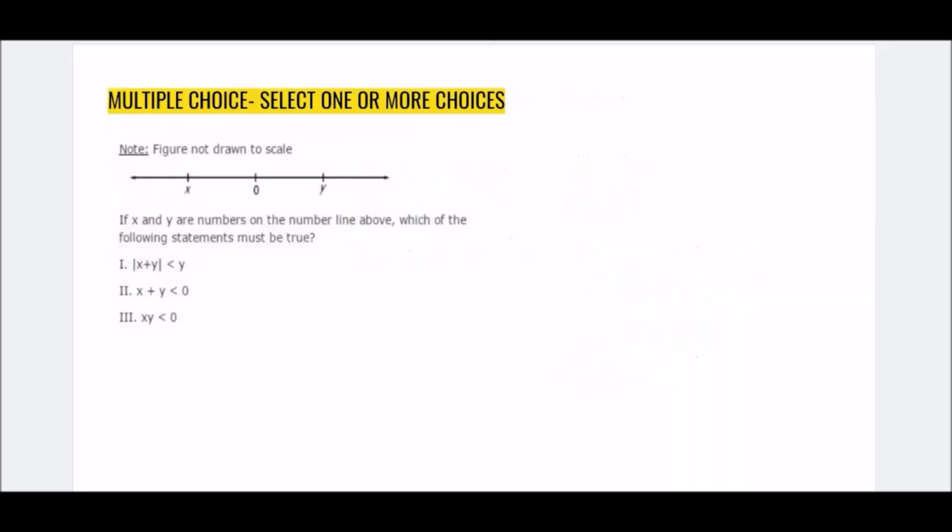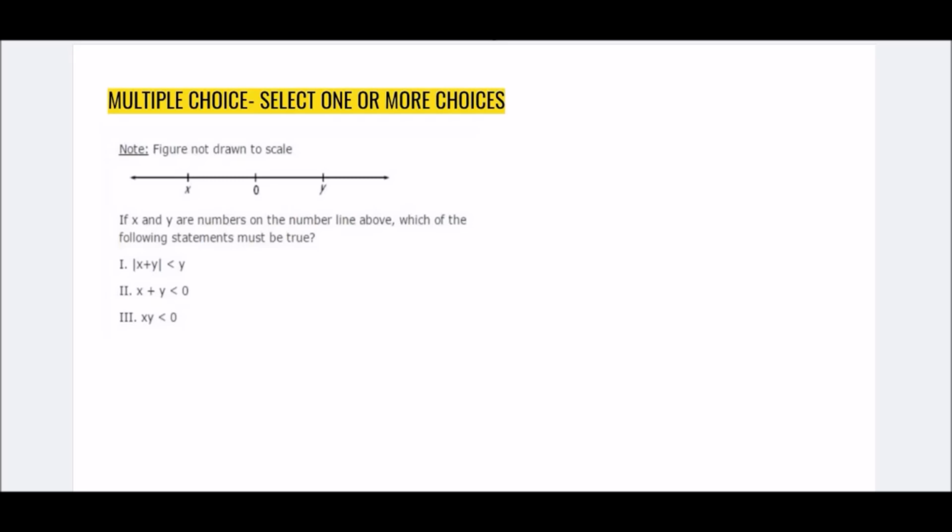Our next question is based on the third type, that is multiple choice. We have to select one or more choices that are true or valid. So the question is, note the figure not drawn to scale. We have to be careful about that. When the note is given, see the x is below the 0 value and y is above the 0. So the x is negative and y is positive. That we can conclude from the given figure.